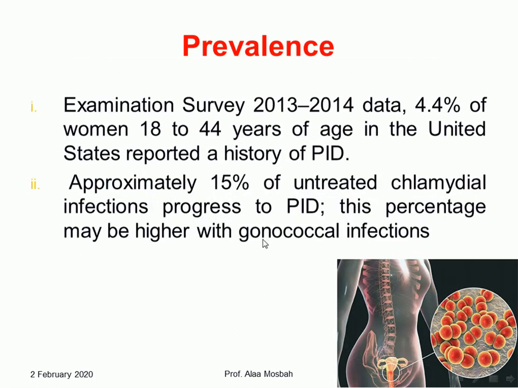What about the prevalence? Examination survey data from 2013 to 2014: 4.54% of women 18 to 44 years of age in the United States reported a history of PID. And it is said that more than 1 million cases of PID are diagnosed each year in the United States. Approximately 15% of untreated chlamydial infections progress to PID. This percentage may be higher with gonococcal infections.